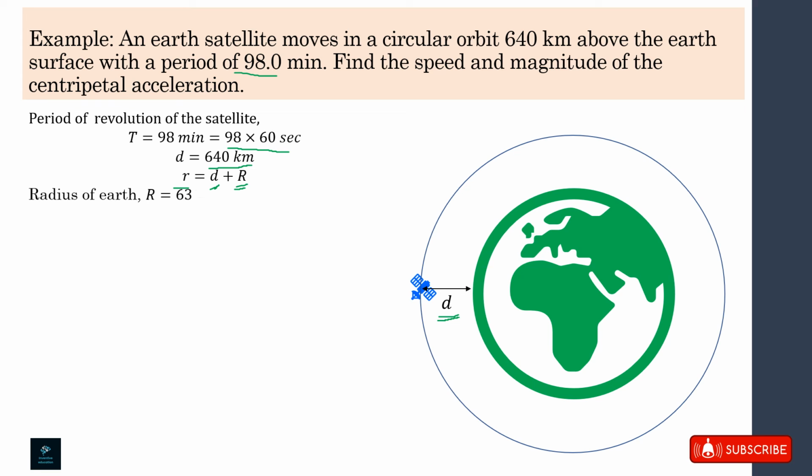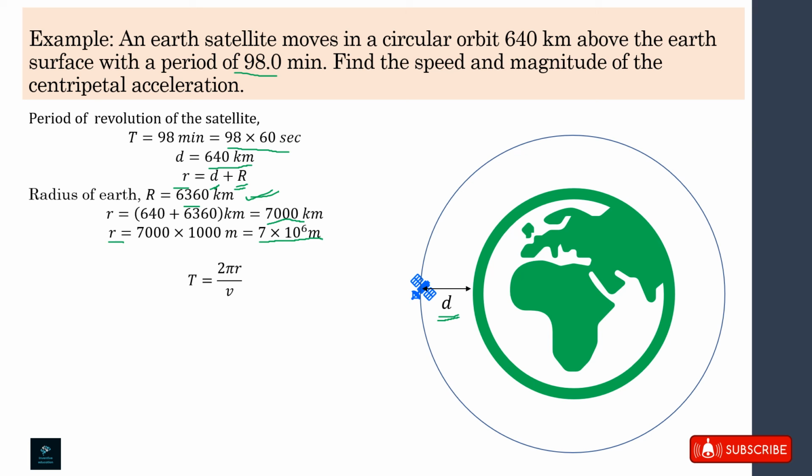Now, radius of the Earth is approximately equal to 6360 kilometers. Therefore, radius of the circular path will be equal to 640 plus 6360 kilometers. This will be equal to 7000 kilometers. Therefore, the radius of the circular orbit will be 7000 kilometers. This means that in meters, r is equal to 7000 into 1000 meters, and this is equal to 7 into 10 to the power 6 meters.